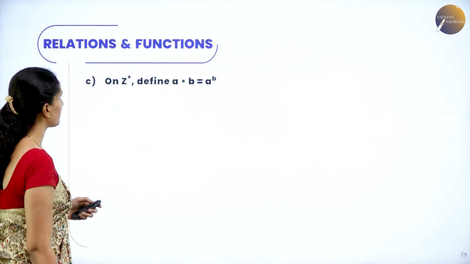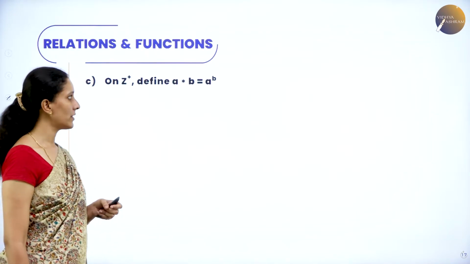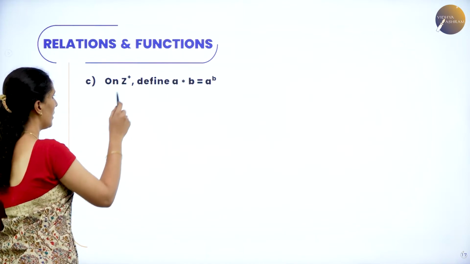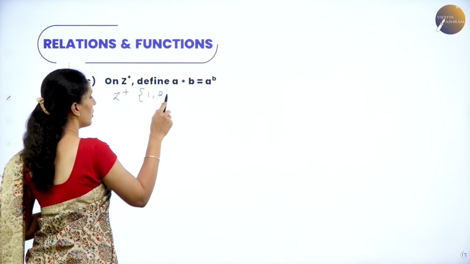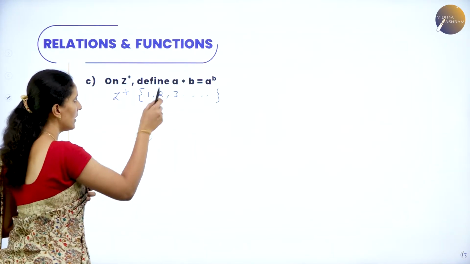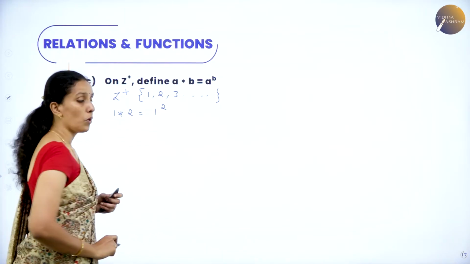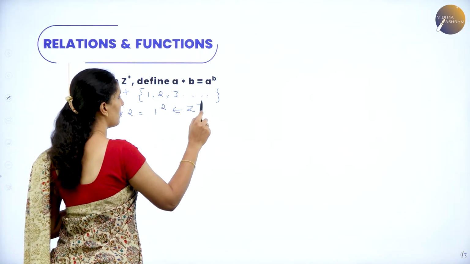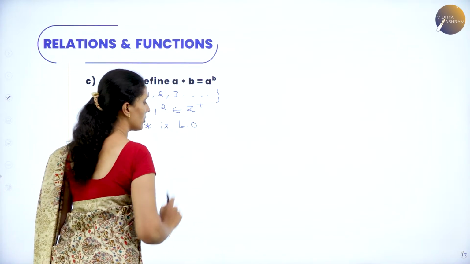Next one. On Z plus, define A star B is equal to A to the power B. So here Z plus means it's the set of positive integers, that is, the set of natural numbers. Take any example. 1 star 2, which is nothing but 1 square, which is again an integer, which belongs to Z plus. So therefore, star is a binary operation.